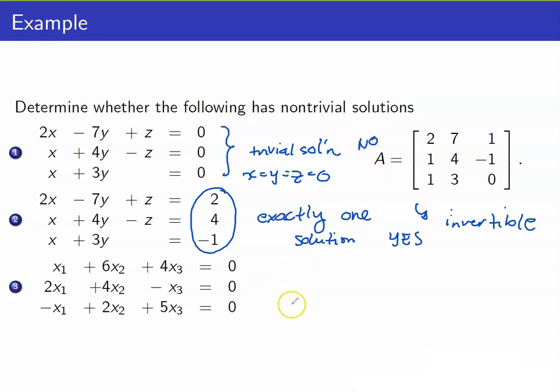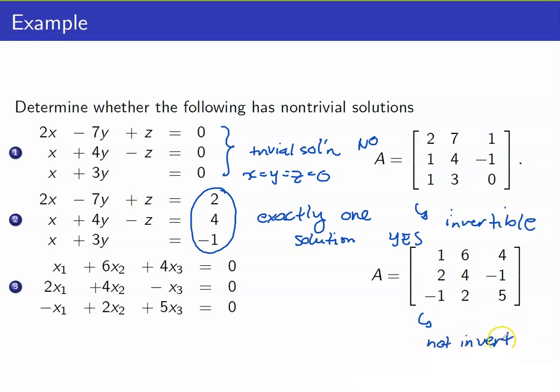And for number 3, let's look at the coefficient matrix. It's equal to this one. And we've seen earlier, this is our example where we have seen that this one here is non-invertible or singular. And this is a homogeneous equation because of the zeros over here. So therefore, it cannot happen that it has only the trivial solution. So therefore, this has infinitely many solutions, non-trivial solution. The answer here is also equal to yes.